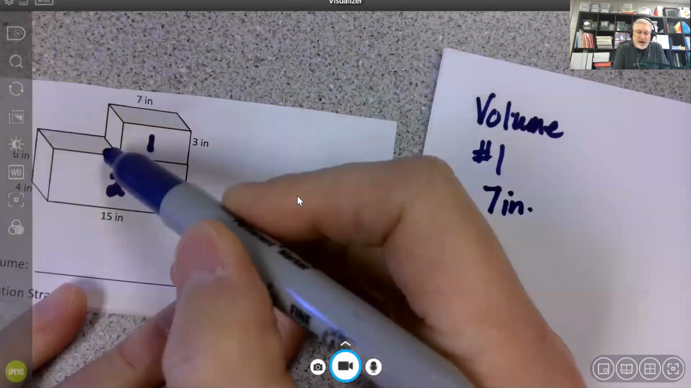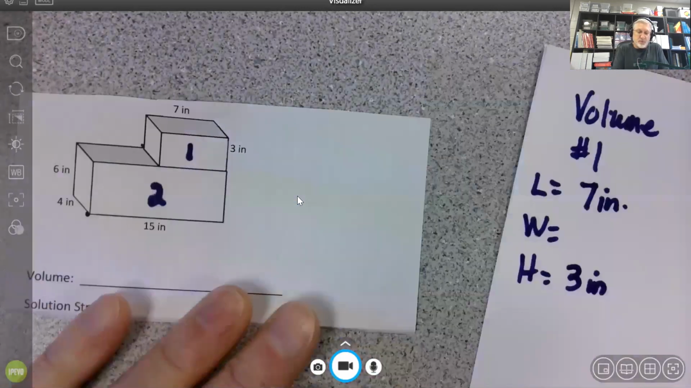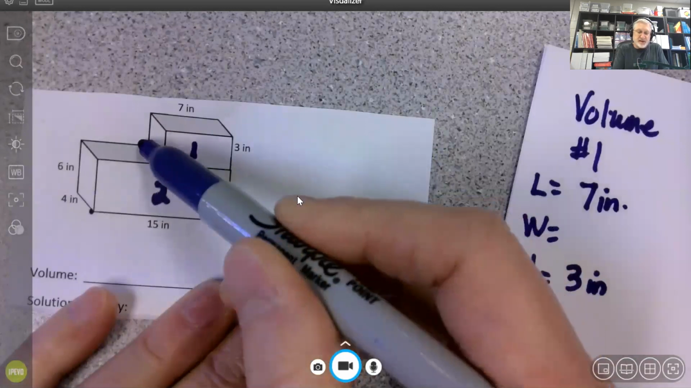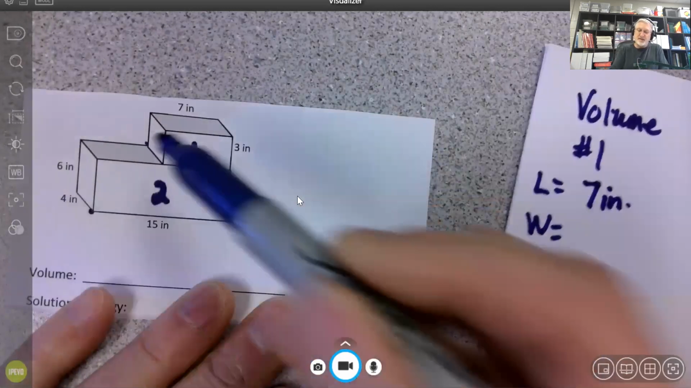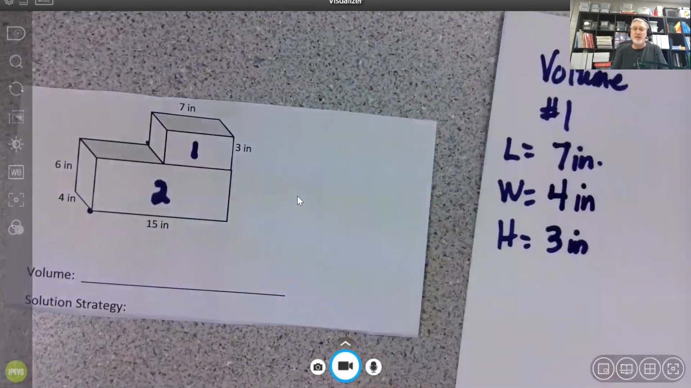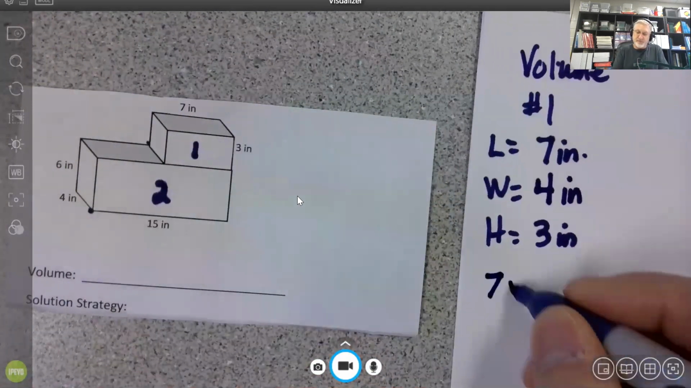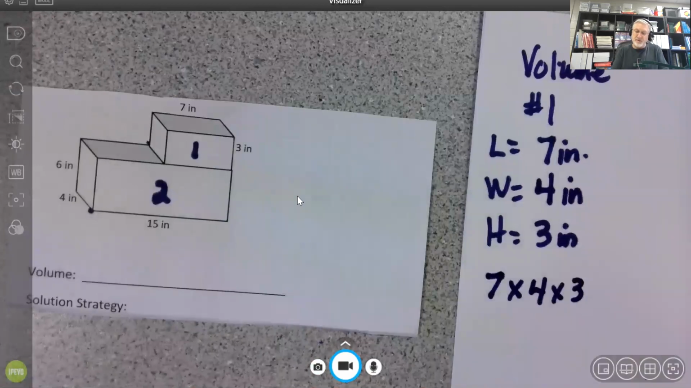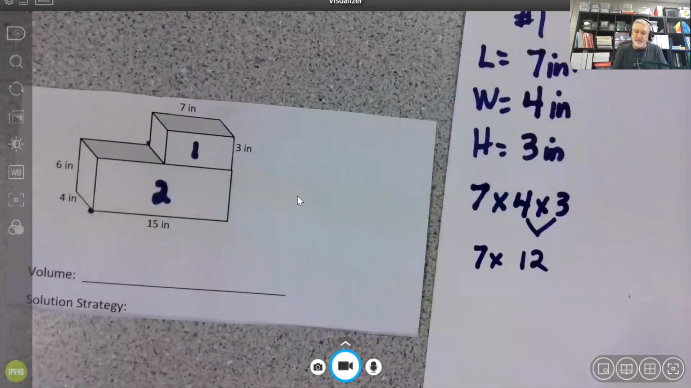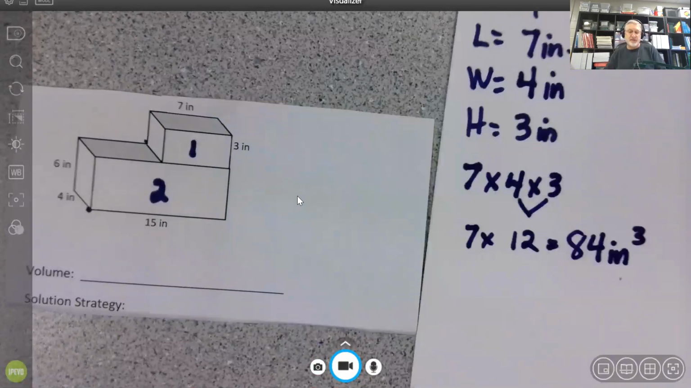And this part going back is the same as this part going back. Okay? We call that the width, how deep it is. So this and this is equal to this and this. So if this is 4 inches, this has to be 4 inches. So I have my 3 dimensions for my first rectangular prism. So I just multiply them. And I know 4 times 3 is 12. And I can multiply that by 7, which gives me 84 inches cubed. So that is the volume of shape 1.